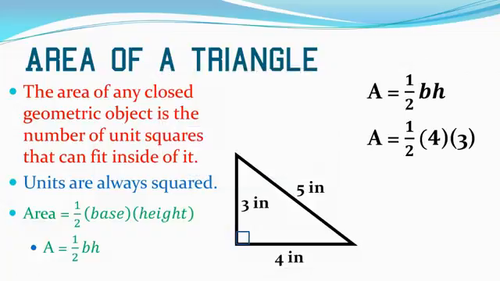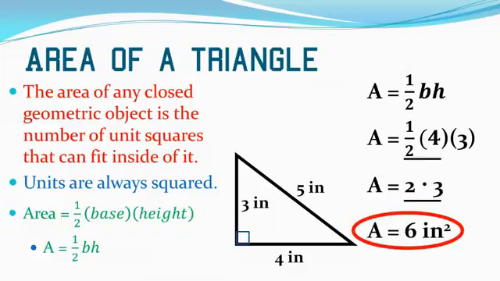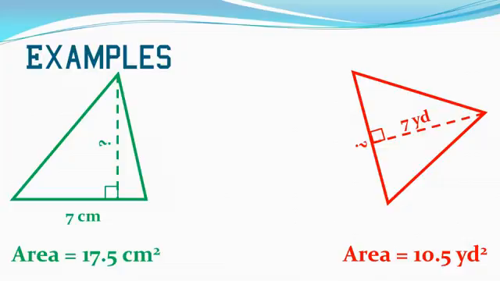Now it's just a matter of plugging and chugging. I plug in what I know, and I can calculate it out. 4 times 1/2 is 2. 2 times 3 is 6. The area of this triangle is 6 inches squared. We can use the same exact formula for unknowns. Let's look at these two triangles. In both cases, we were given the area already, and we were given one of the measurements. On the left, we were given the base. On the right, we were given the height, or the altitude.